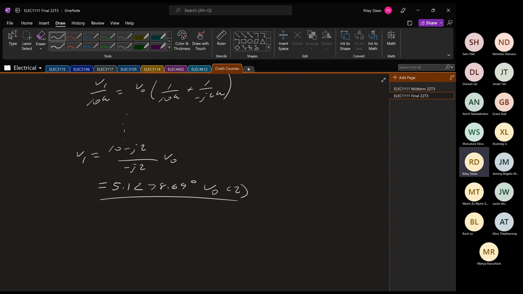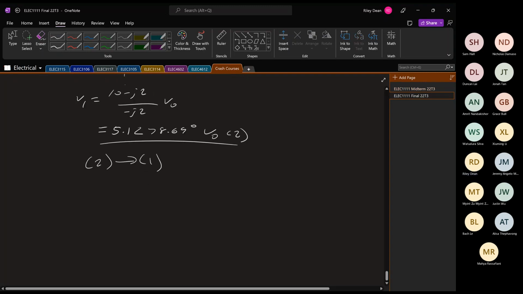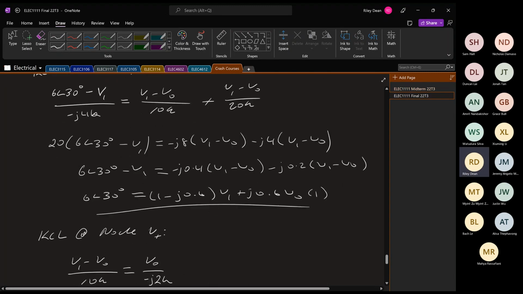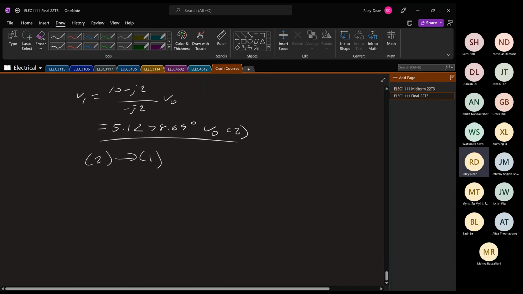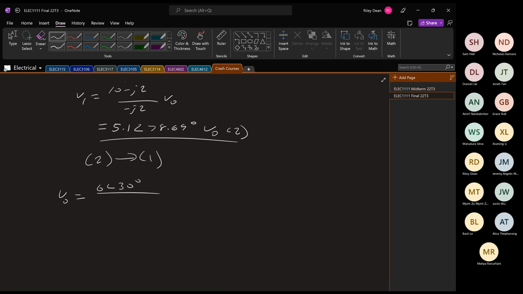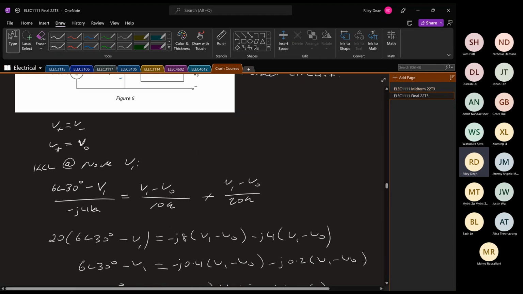And lastly, if we put 2 into 1, that's just a matter of chucking in numbers and rearranging. And what we end up with is V0 is 6 root 30, or 6 angle 30, like so, which gives us 0.934 angle negative 21.38 degrees volts. So does anyone have any questions about this one?